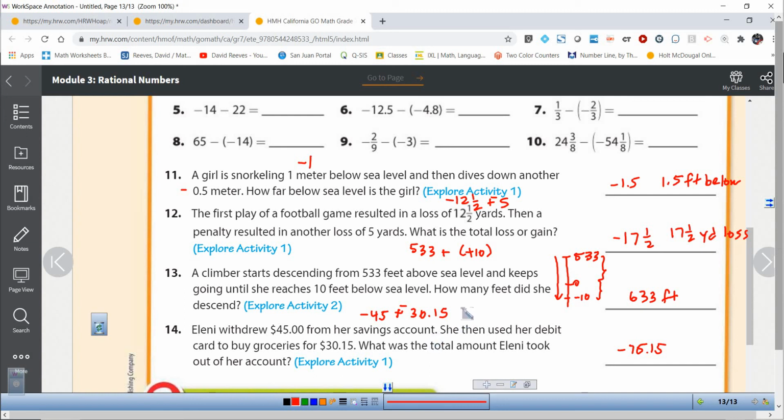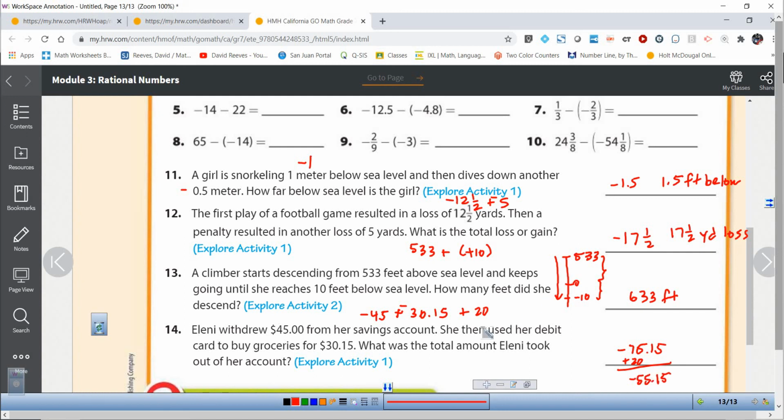By the way, just a reminder, when you put money in, when you deposit money, that would be adding, right? So if she then went, let's just add on to this. Let's say she added $20 to her account. Well, then we would add $20, right? And then we would say, what do we have more of? We have $55.15 more in the negative direction.